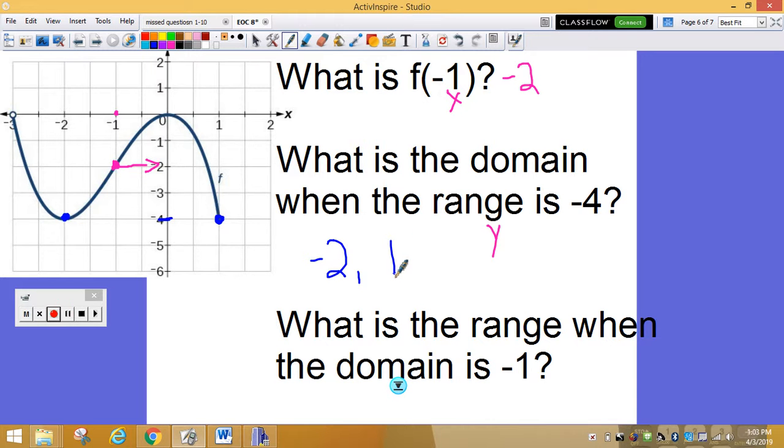Okay, what about the opposite? What's the range when the domain is negative 1? So remember, domain is x. So I'm going to go on my x-axis to negative 1 right here. And it touches, we've already done this problem, it touches at 2. That's pretty cool. You can see 2 ways that they can ask the exact same question. Both of these, the very first one and this one, we're asking, where does it touch at negative 1?